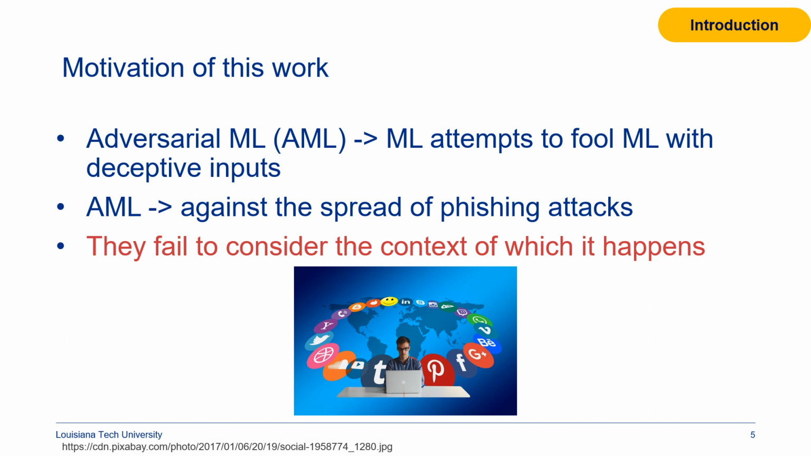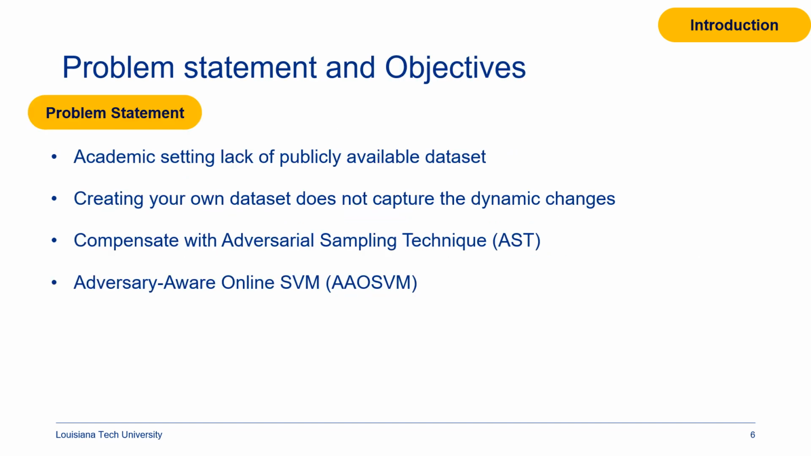An important thing about adversarial machine learning is that usually people fail to consider the context in which it happens. Countermeasures for phishing in social engineering deal with a constantly changing data stream that causes the classifier to malfunction. This is especially problematic in the academic setting because there are not many datasets publicly available. Even when you create your own dataset, it is impossible to capture the dynamic changes in data.